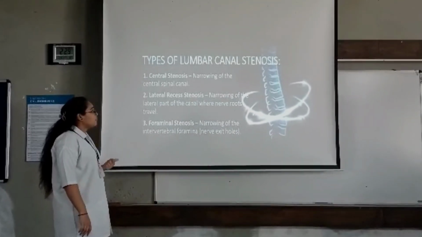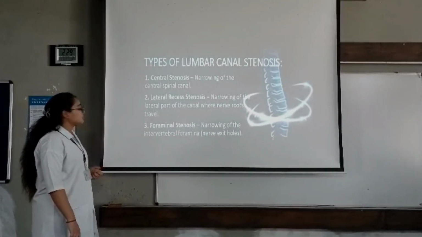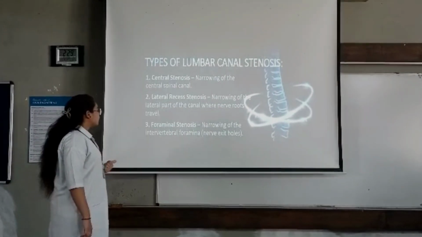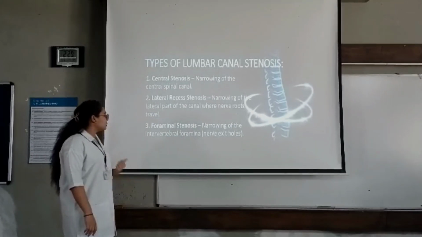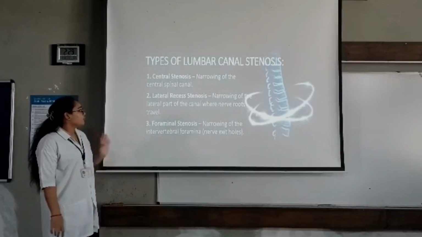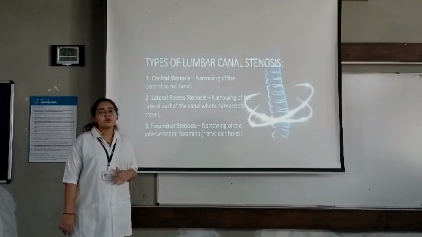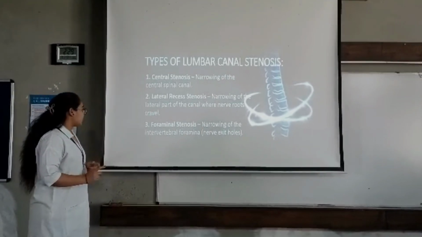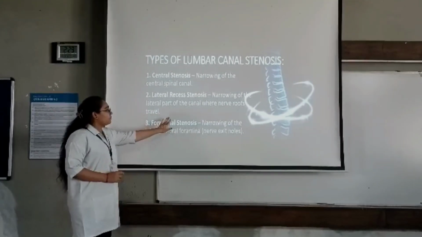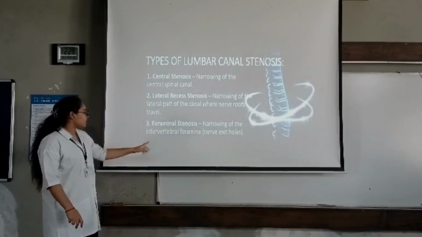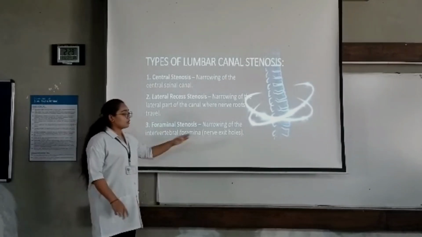Now, the types of lumbar canal stenosis: there are three main types: central stenosis, lateral stenosis, and foraminal stenosis. What is central stenosis? Narrowing of the spine in the central area. Lateral is the lateral part narrowing, and foraminal is the intervertebral foramen narrowing.